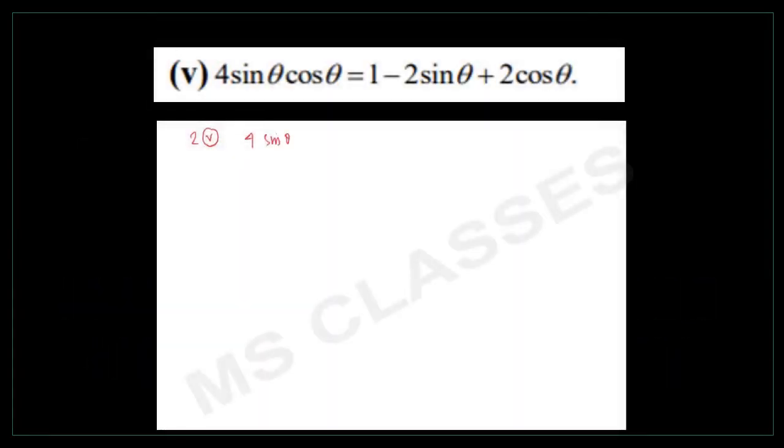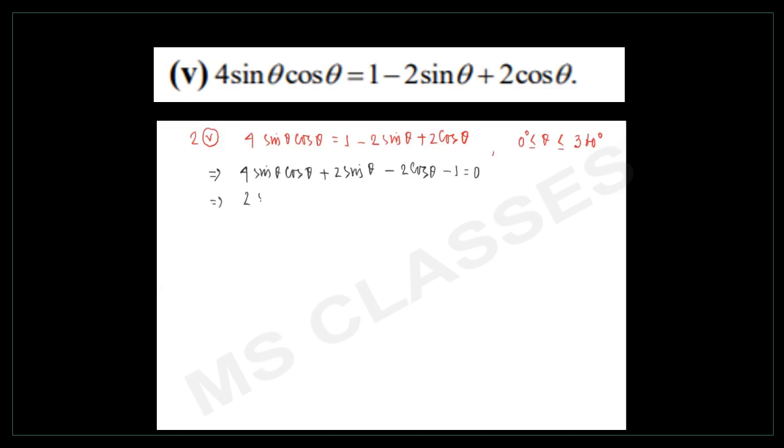Next: 4 sin theta cos theta equals 1 minus 2 sin theta plus 2 cos theta, with theta greater than or equal to 0 degrees and less than or equal to 360 degrees. Now here we'll factorize this. We can take all the terms to one side: 4 sin theta cos theta plus 2 sin theta minus 2 cos theta minus 1 equals 0.